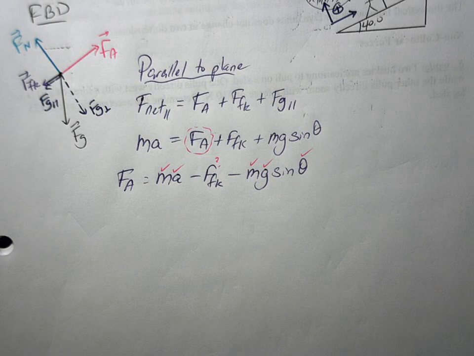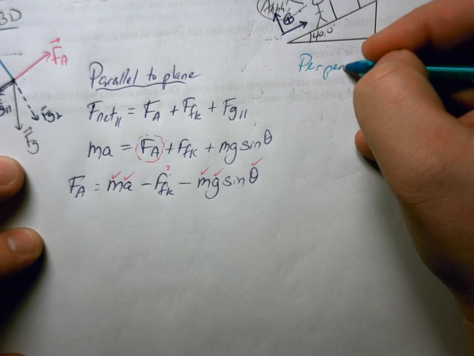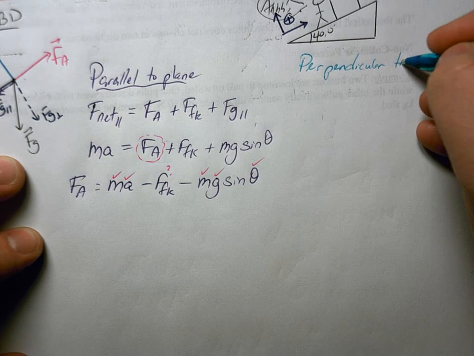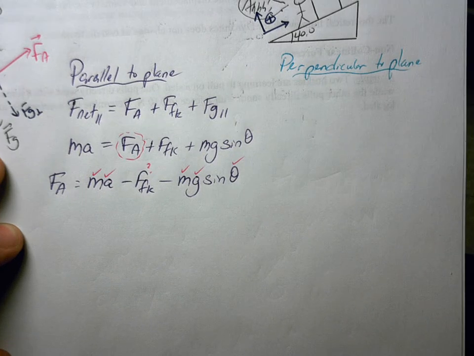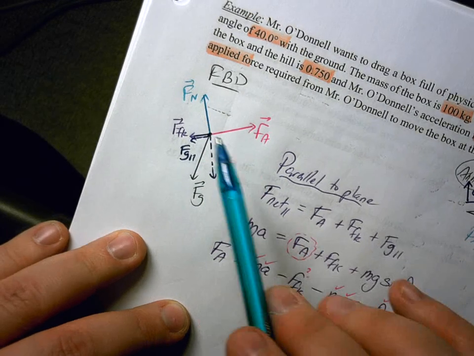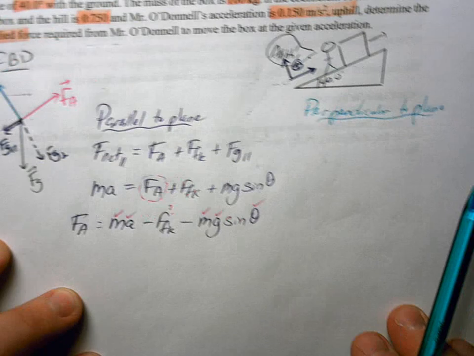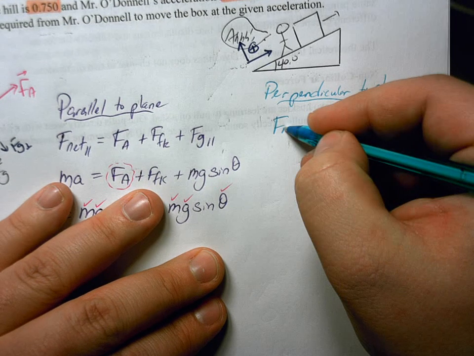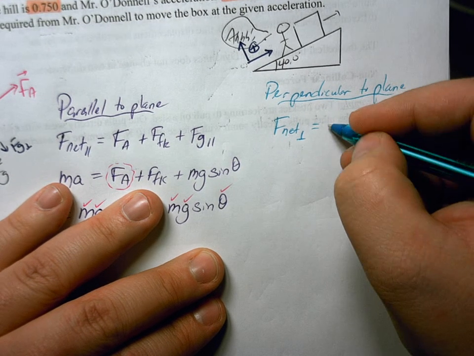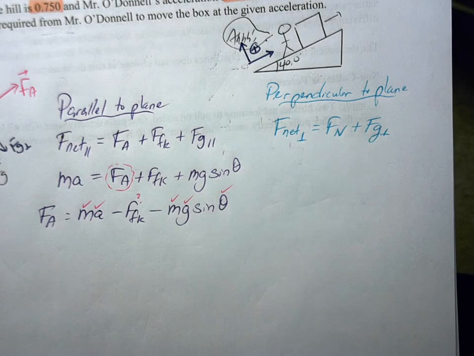This is again where we have to start going perpendicular to the plane, because we've kind of hit a dead end parallel to the plane right now. So let's look perpendicular to the plane. Perpendicular to the plane, I have this normal force, and I also have the perpendicular component of the force of gravity. So the net force perpendicular to the plane surface is this normal force plus this perpendicular component of the force of gravity.